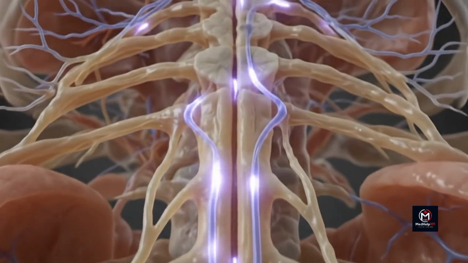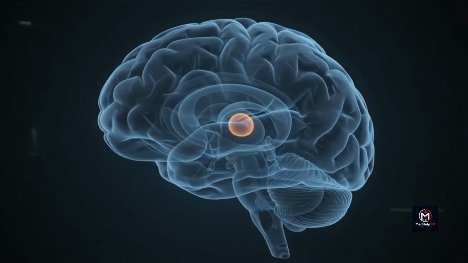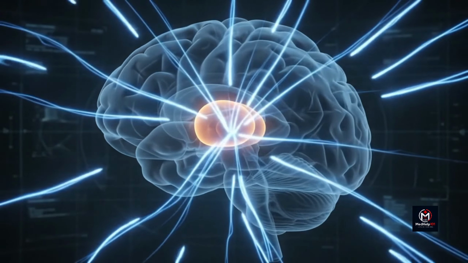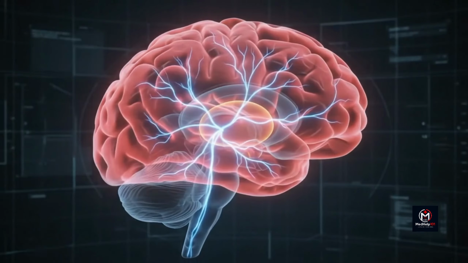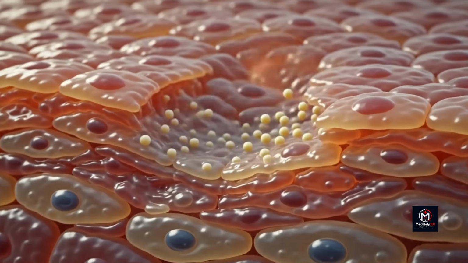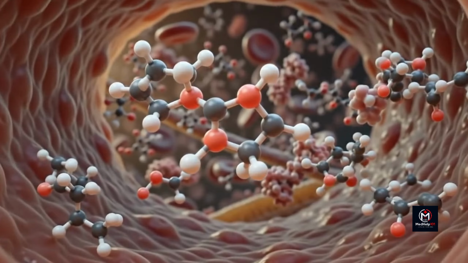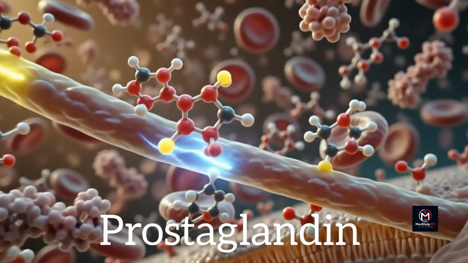From the spinal cord, pain signals travel upward to the brain. The thalamus acts as the brain's relay station. Finally, the cerebral cortex recognizes the sensation as pain. But pain signals need chemical messengers to become stronger. One of the most important messengers is prostaglandin.